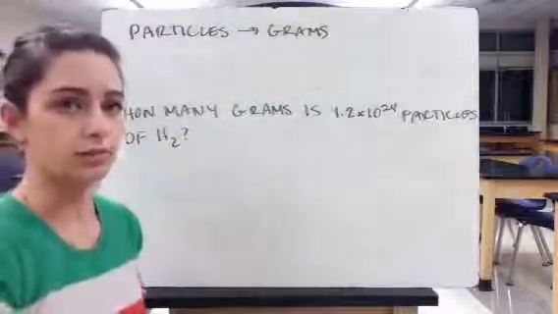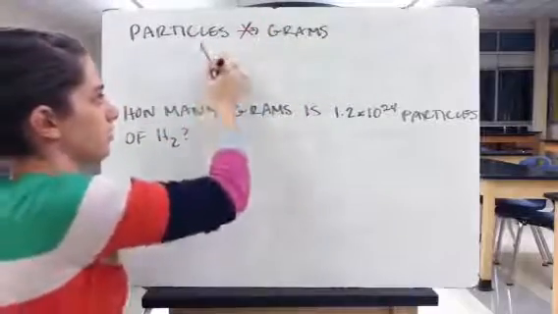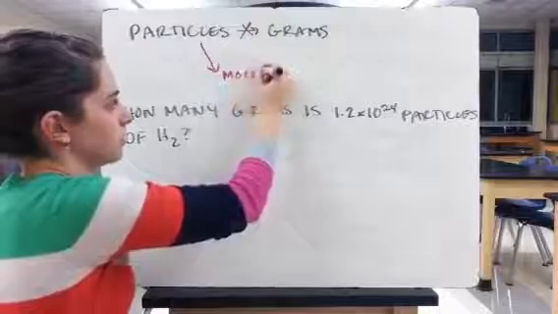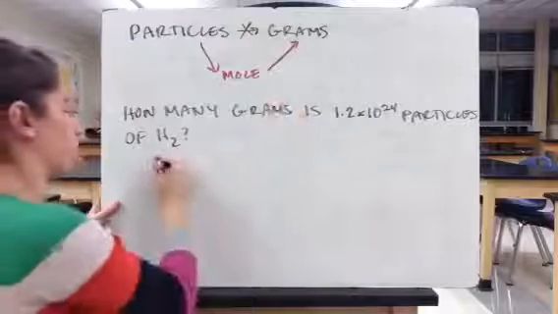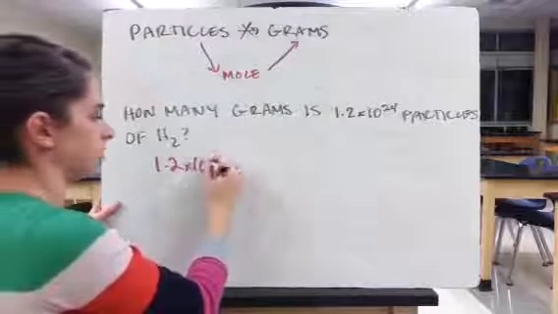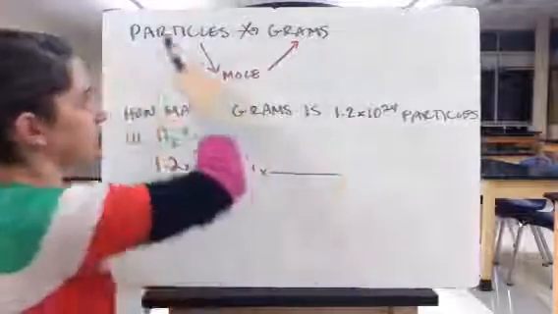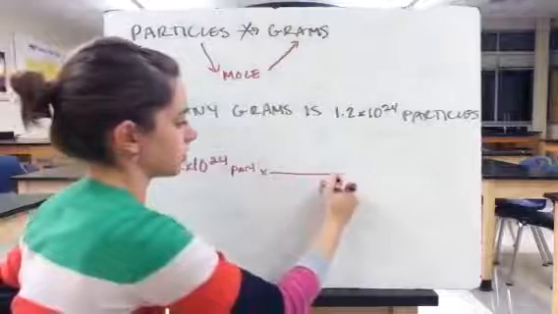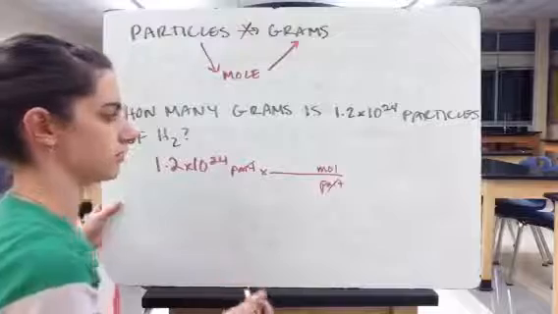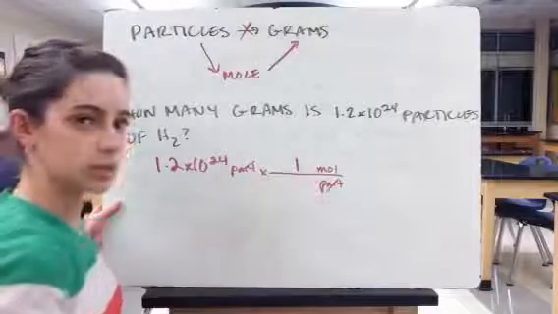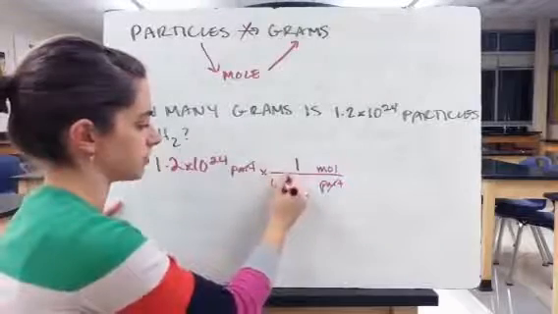What if I want to go the other direction? Particles back to grams. Well, we can't do that either. So same as the last one, we have to go from particles to moles and then up to grams. So this time I say I have 1.2 times 10 to the 24th particles. I know I'm going to go from particles to moles, so I'm going to put particles down here. So those go away, which leaves me with moles on the top. You should be thinking your 1 goes with your moles. What number goes down here? 6.022 times 10 to the 23rd.